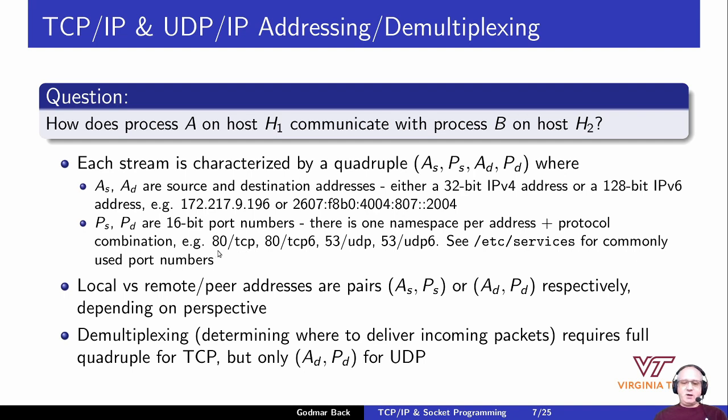Sometimes that's written as shown here, say 80/TCP, that says port number 80 for the TCP IP version 4 protocol, or 53/UDP6, that would be port number 53, and the protocol that's being used is UDP over IP version 6. There are conventions for what those port numbers are used for, and there's a file called /etc/services for commonly used port numbers. You know some port numbers probably. For example, HTTPS by default uses port number 443, HTTP port number 80, and a number of other well-known ones, SSH 22 and so on.